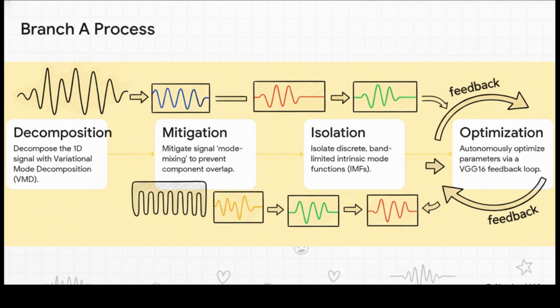But what's truly brilliant here is the feedback loop. The deep learning model itself actually tells the VMD algorithm how to best decompose the signal to get the most accurate emotion classification. It's this adaptive, self-optimizing system.